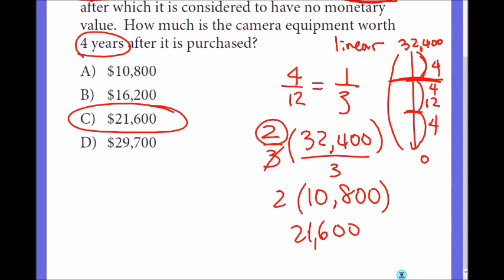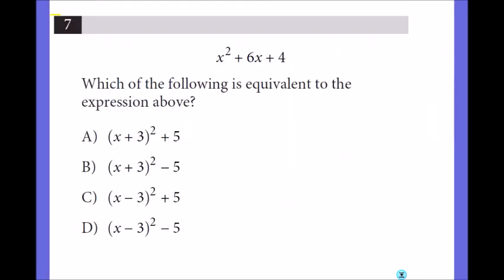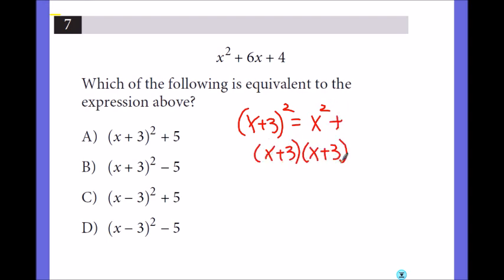so these basic calculations you should know how to do by hand. 7, which of the expressions is equivalent to the expression above? So it must be plus, so here must be plus. X plus 3 squared is x plus 3 times x plus 3, right? It's not x squared and 9.